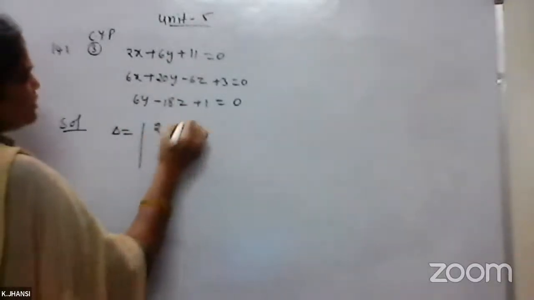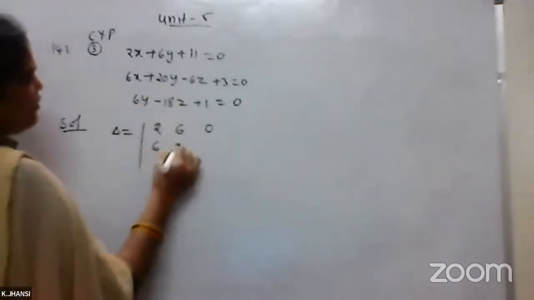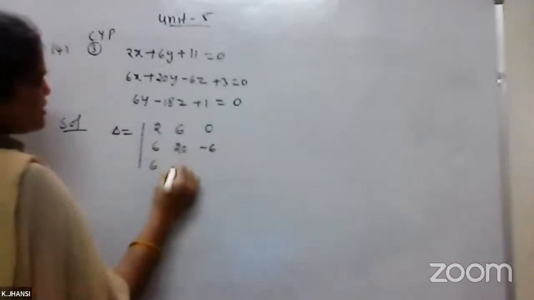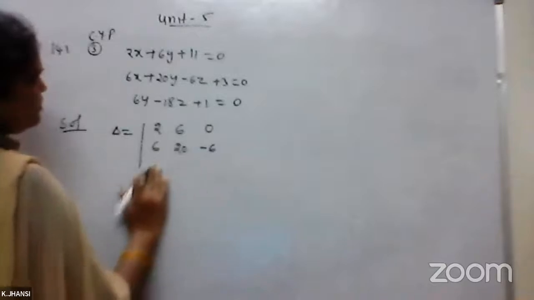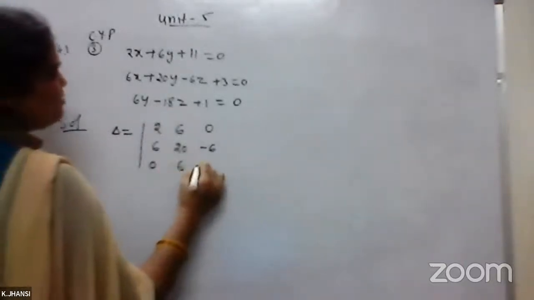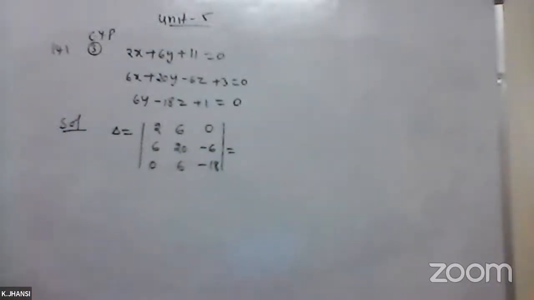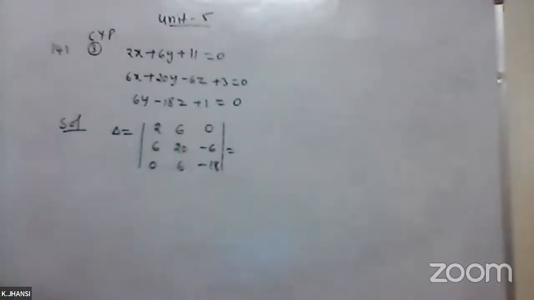2, 6, here z is not there, so 0. Here 6, 20 and minus 6. Here x is not there, so 0, 6, minus 18. Okay, so for this you find the determinant, just do the cross multiplication of that one.